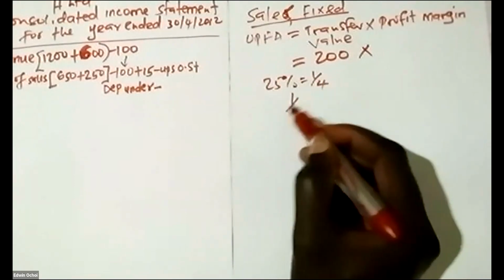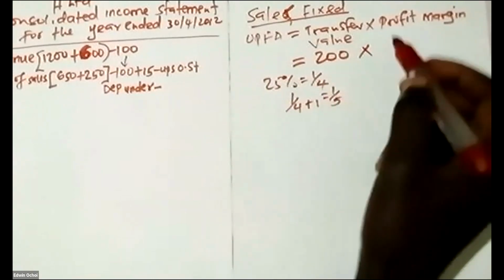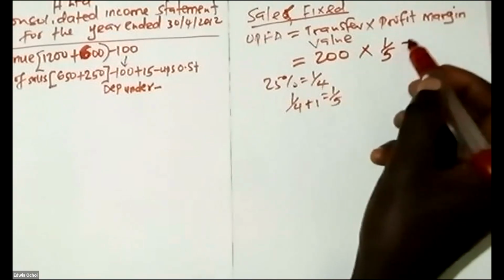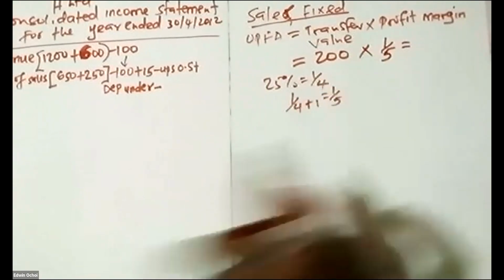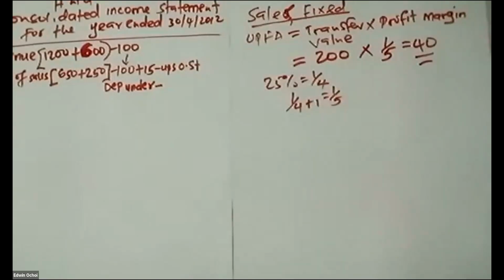So margin will be a quarter over a quarter plus 1. So that is a fifth. You add the numerator to the denominator. So 200 divided by 5 is? 200 divided by 5 is 40. That is 40. So that is the unrealized profit on the fixed asset.